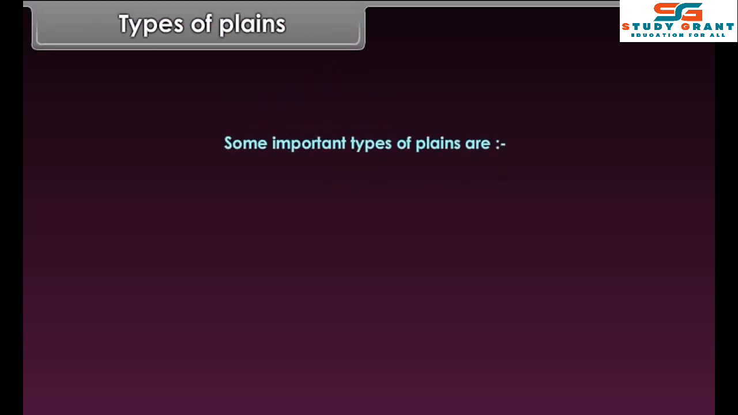Ganga-Brahmaputra plains in India, Ganges plains in China are some examples of plains. Types of plains. Some important types of plains are structural plains, erosional plains, depositional plains.